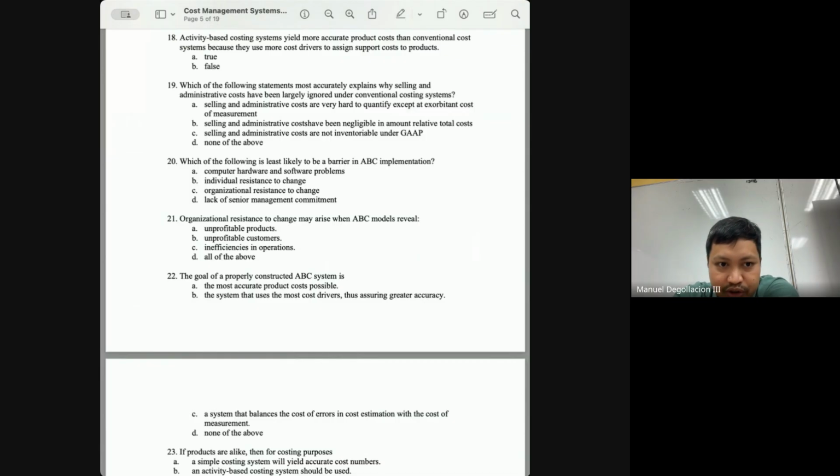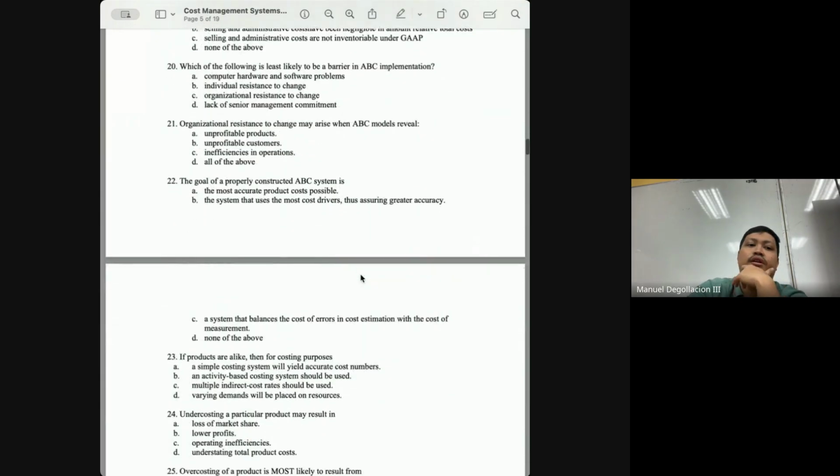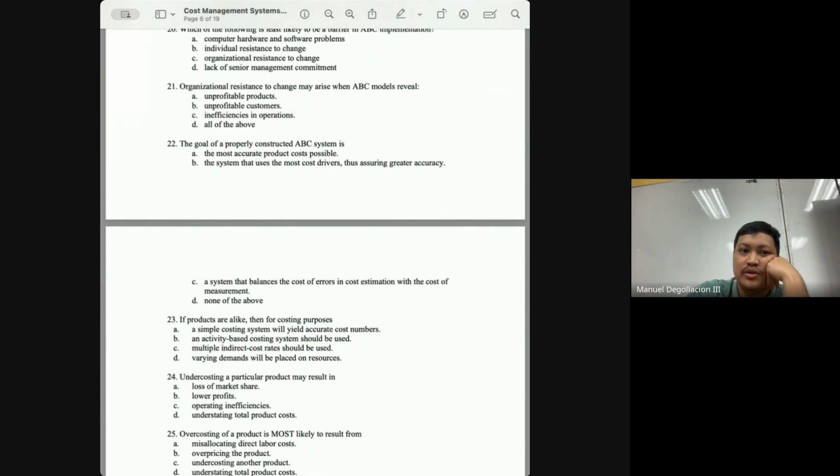21, organizational resistance to change may arise when ABC models reveal all of the above: unprofitable products, customers, and inefficiencies in operations. Number 22, the goal of a properly constructed ABC system is not letter A, class, is not to get the most accurate product costs possible, but for there to be a system that balances the cost of errors in cost estimation with the cost of measurement. Answer number 22 is Charlie.